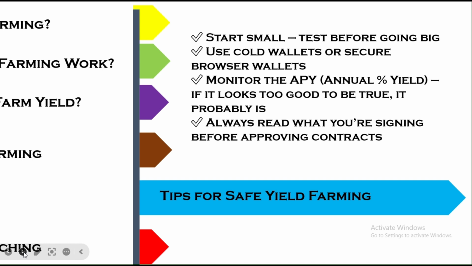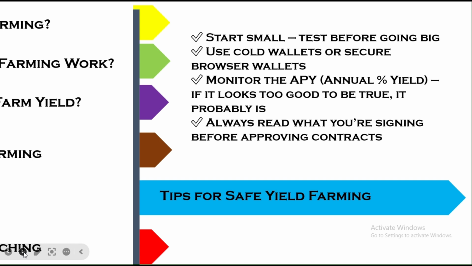Monitor the APY. APY means annual percentage yield. Make sure it is consistent. Make sure you're making money. If it looks too good to be true, it probably is. So do your research and watch carefully. And always read what you are signing before approving contracts. Very important. Always read what you are signing before approving contracts.